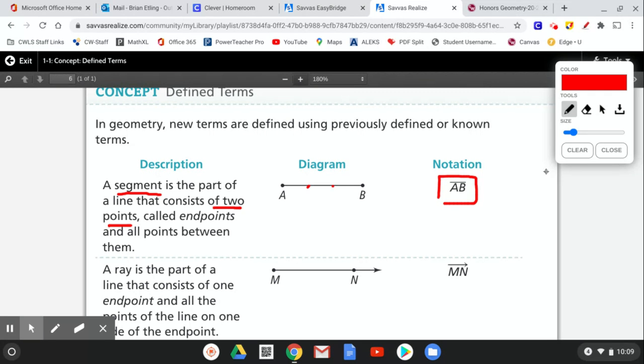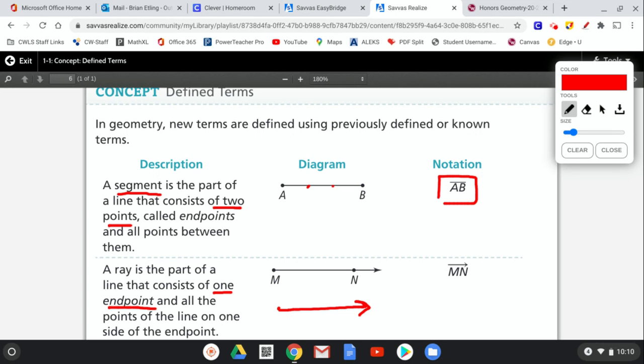The next thing that we have is a ray. A ray consists of one endpoint and then all the other points on the line on that side of the endpoint. So what we're saying is it has one endpoint and then it goes on forever in the other direction. That's all a ray is. And I hope you guys are seeing a pattern now: this ray looks like this. If I didn't use any characters to name it, isn't that what we have above the MN? It's just a line with an arrow going in one direction.